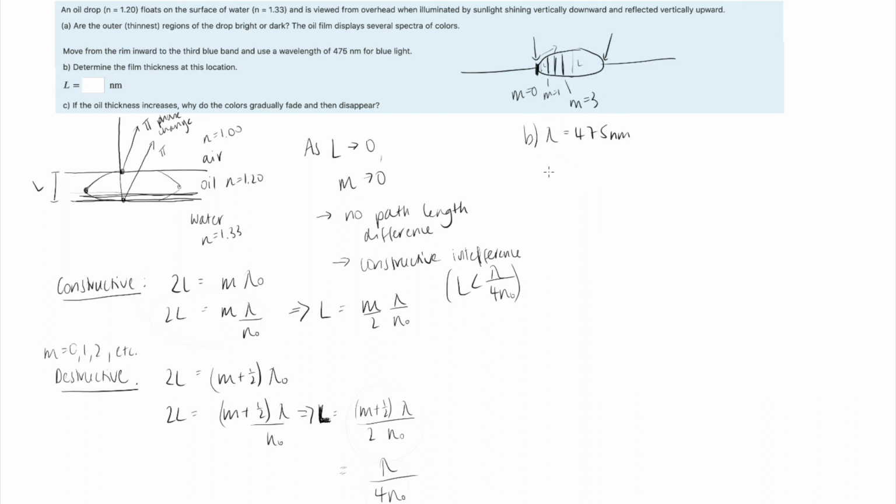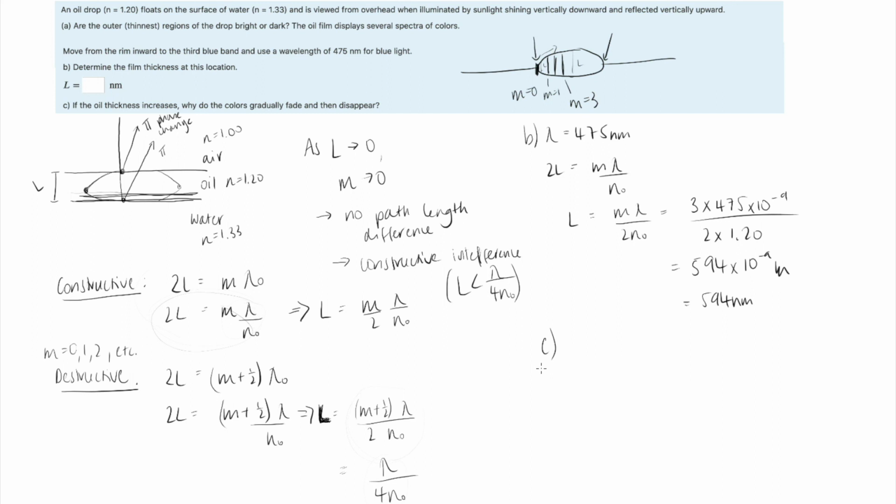Okay, so therefore we're going to use our equation here for constructive interference. 2L equals m lambda divided by n_o. Therefore, L is going to be m lambda divided by 2 n_o. Okay, so now we just sub all of our stuff in. And when we do that, we get 594 times 10 to the minus 9 meters, or 594 nanometers. This is a very, very thin droplet.